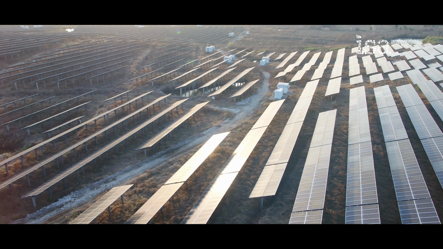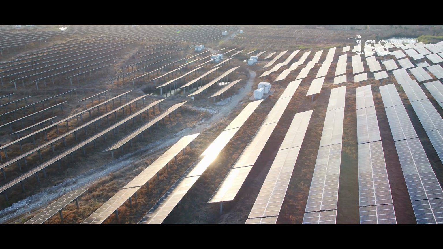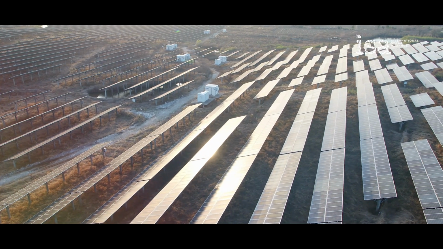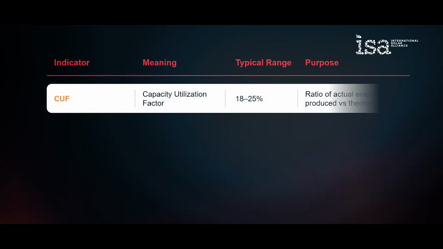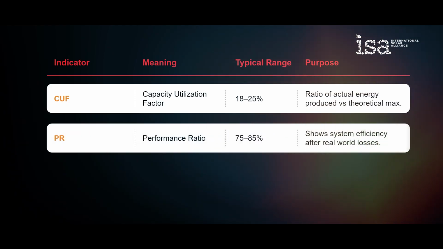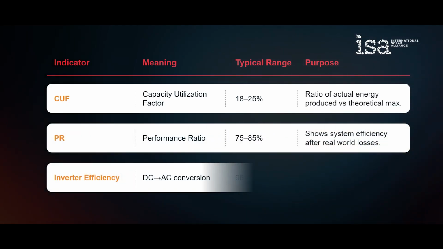Key indicators quantify plant performance and detect problems early. Let's look at the 3 indicators that tell you how healthy your solar plant really is. Ratio of actual energy produced versus theoretical max. Shows system efficiency after real-world losses. Assesses inverter performance and losses.